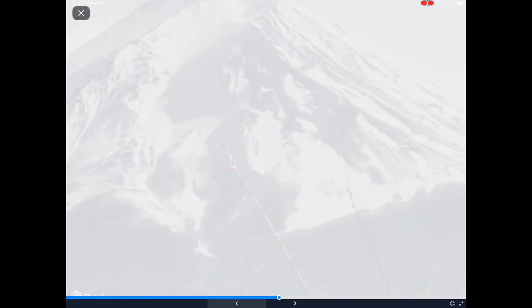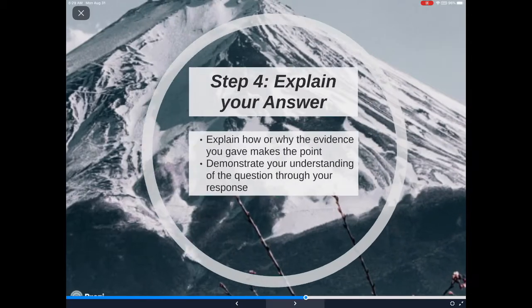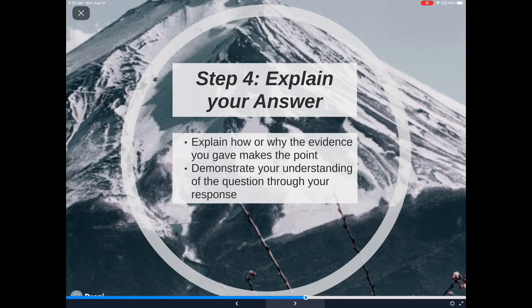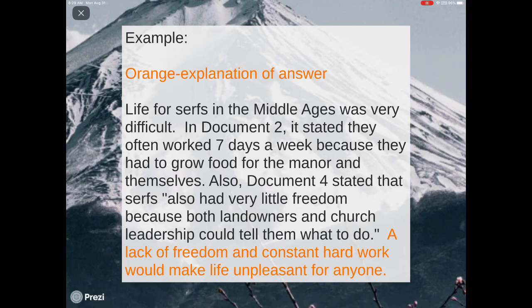So when you go back, like we look at what we've got here, what we just came from citing our sources. We've given 2 awesome citations that tell us what we know and how we know it. And then we're going to move forward to our explanation. Okay, so we still have that first sentence, life for the serfs in the Middle Ages, which has our picked out keywords, our answer, which was very difficult. In document 2, it stated that they often worked 7 days a week because they had to grow food for the manor and themselves. Also, document 4 stated that serfs also had very little freedom because both landowners and church leadership could tell them what to do.